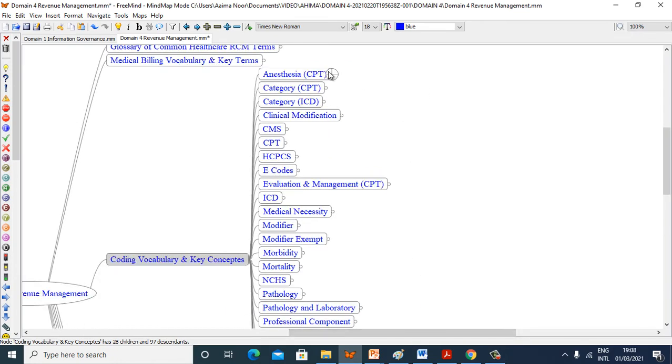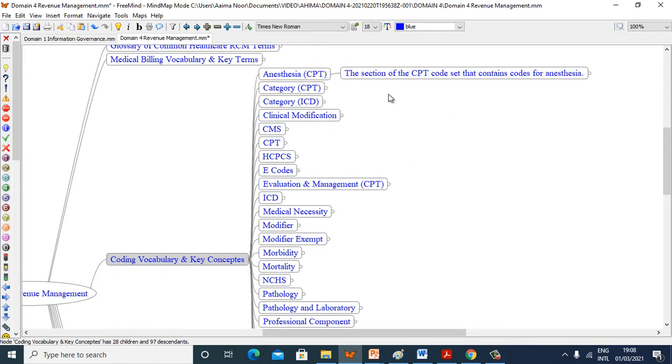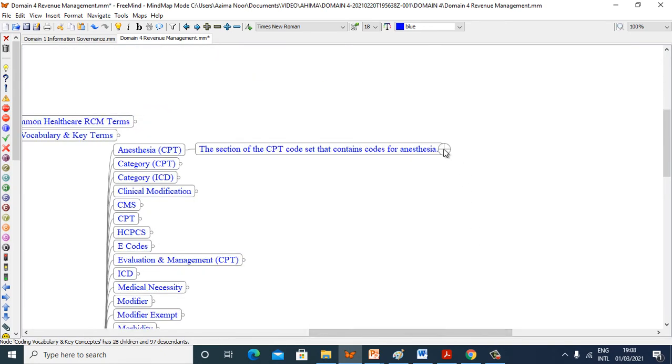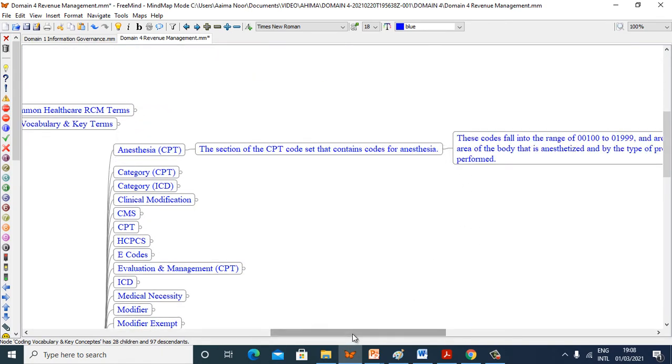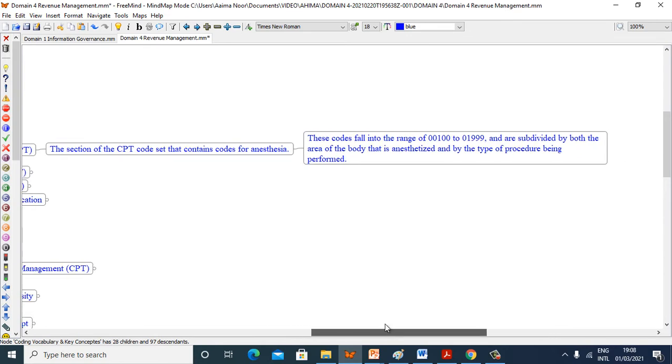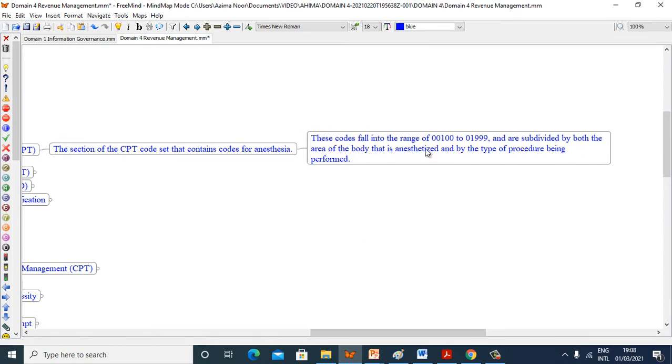Anesthesia, CPT. The section of CPT code sets that contains codes for anesthesia. These codes fall into the range of 00100 to 01999 and are subdivided by both the area of the body that is anesthetized, and by the type of procedure being performed.